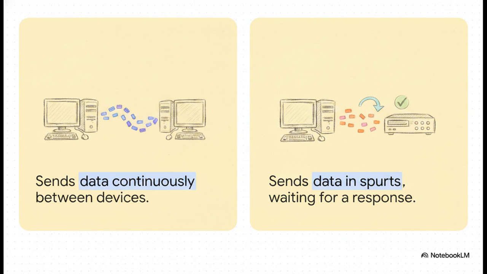Now let's look at how that data actually flows. We've got 2 main types of transmission here, synchronous and asynchronous. Synchronous transmission is exactly what it sounds like. It sends data between devices in a steady, continuous stream. Asynchronous transmission, on the other hand, sends data in spurts. It fires off a bit of data and then actually waits for a response from the receiver before continuing. ISPs and consumer modems rely heavily on these specific transmission types to manage traffic and make sure your connection doesn't just completely buckle under pressure.